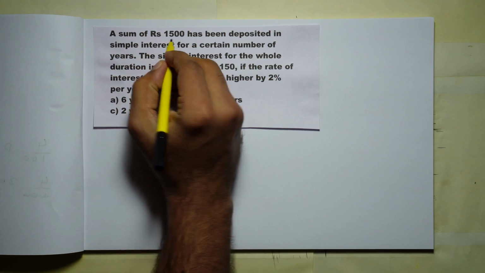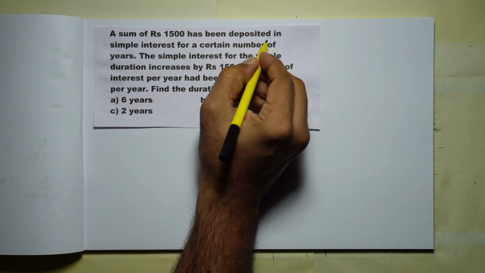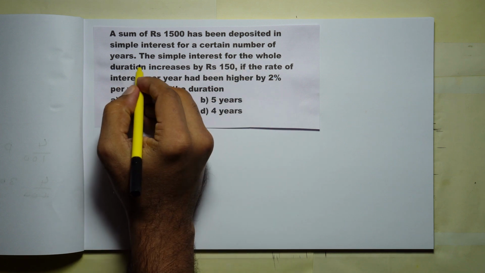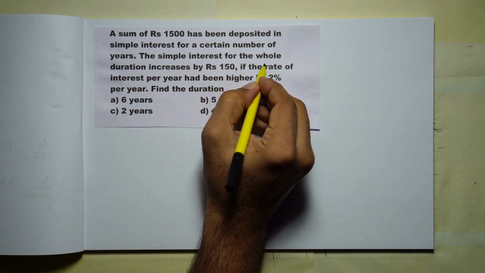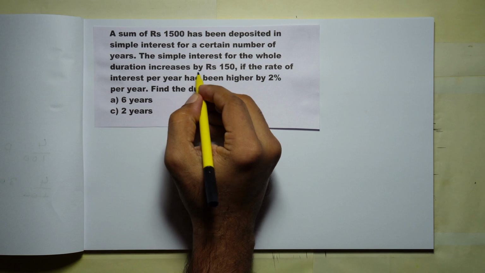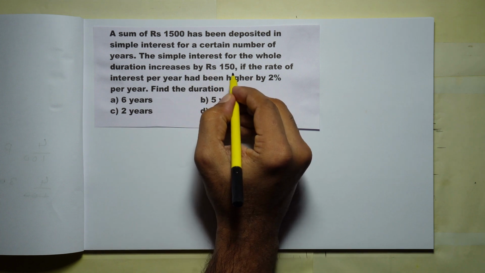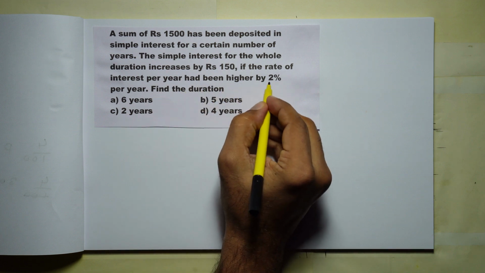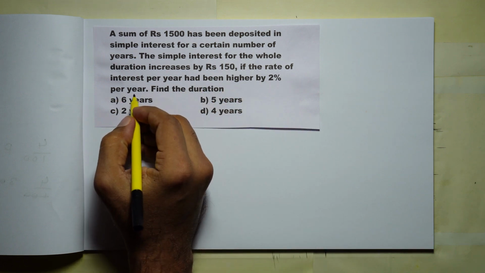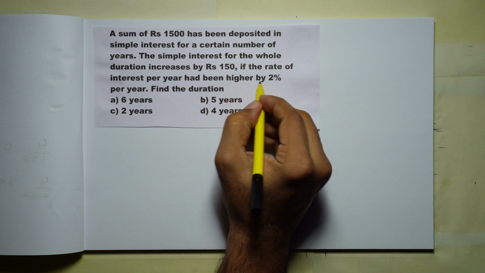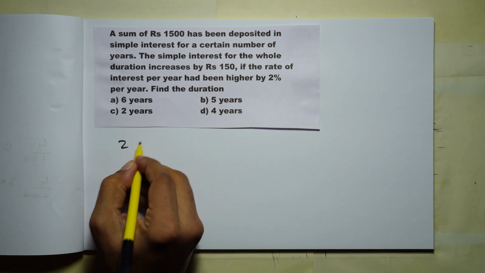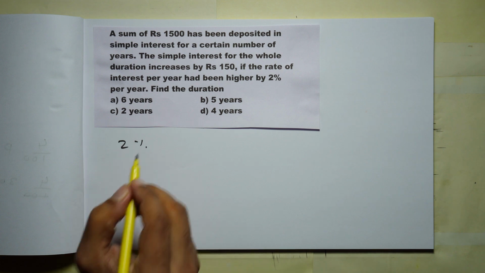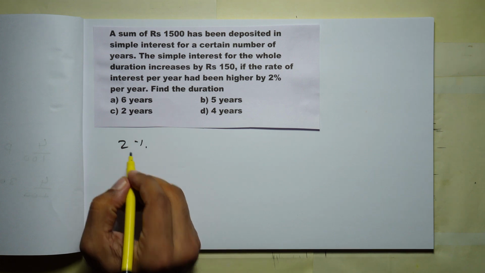A sum of rupees 1500 has been deposited in simple interest for a certain number of years. The simple interest for the whole duration increases by rupees 150 if the rate of interest per year had been higher by 2% per year. Now, the rate of interest is higher by 2% per year. It is higher by 2% per year means every year you will get an extra 2% of the principal.